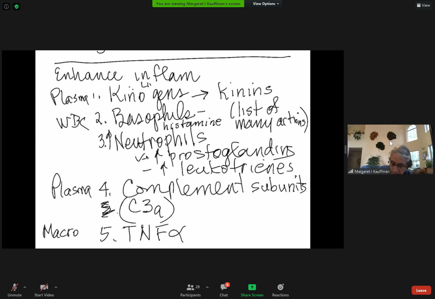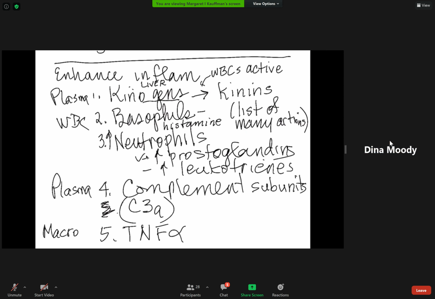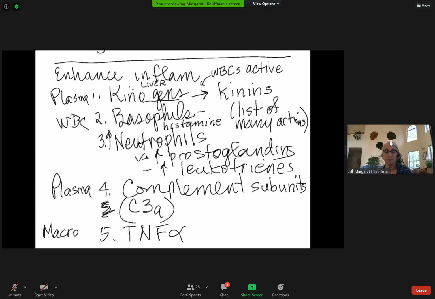So the liver makes these. And once again, hopefully you're starting to see the theme. If you see an O-gen at the end of the word, these are in an inactive form in the plasma. That means that white blood cells have to activate them. And I think it's mostly neutrophils. Did you say that, Dina, when you talked about the kininogen? Yes. Okay, so the white blood cells that have left and are busy releasing various granules, including these neutrophils, will release an enzyme that will cause the kininogens to become kinin. So kinin is the active form.